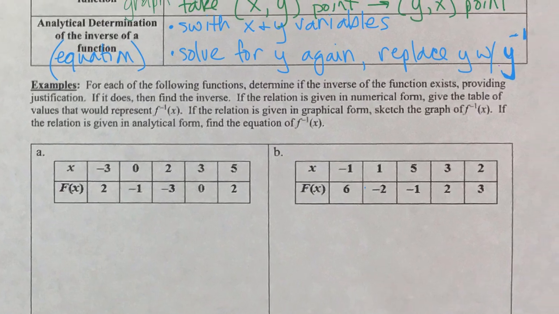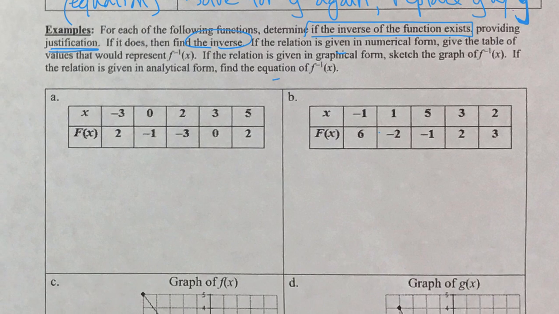It says determine if the inverse exists, providing justification. It's the justification part that we do here in pre-calculus that is unlike other things you have done before. If it does exist, actually find the inverse. So give a table, if it's a graph, do a graph, and if it's an equation, find an equation. Those are our directions for what's going on here.